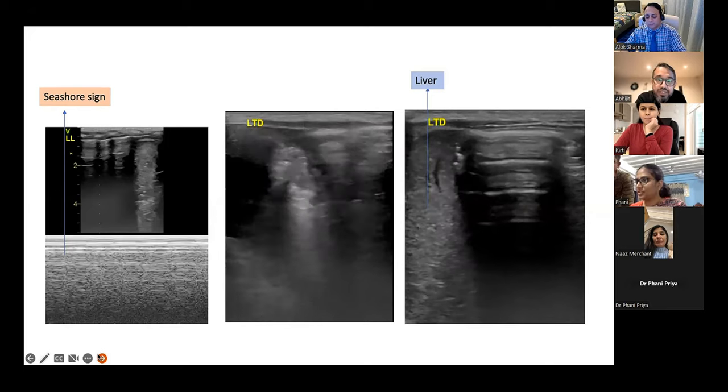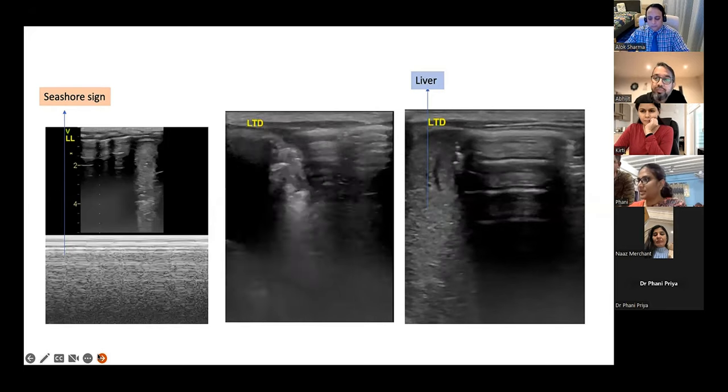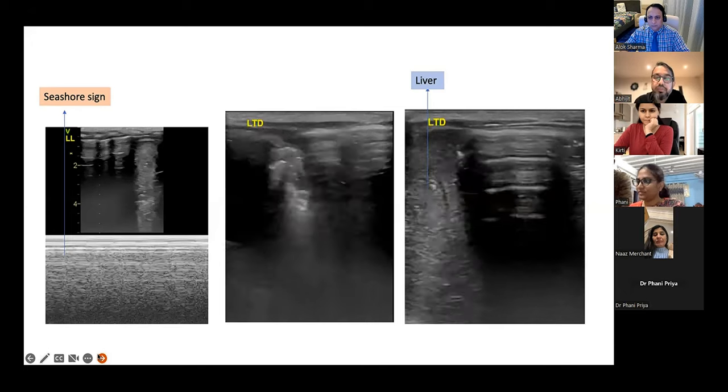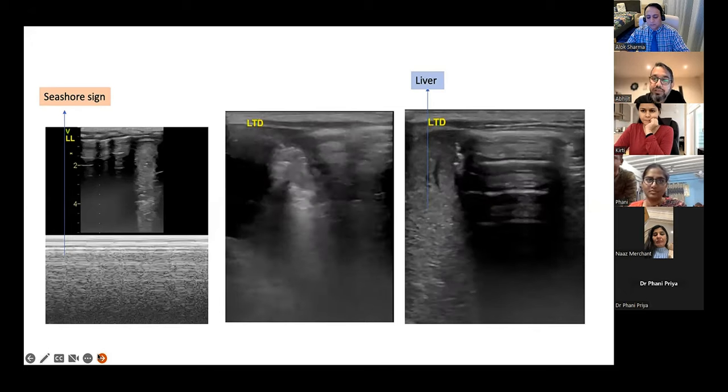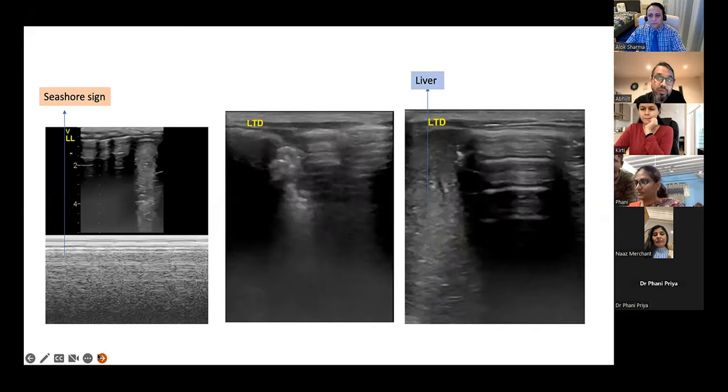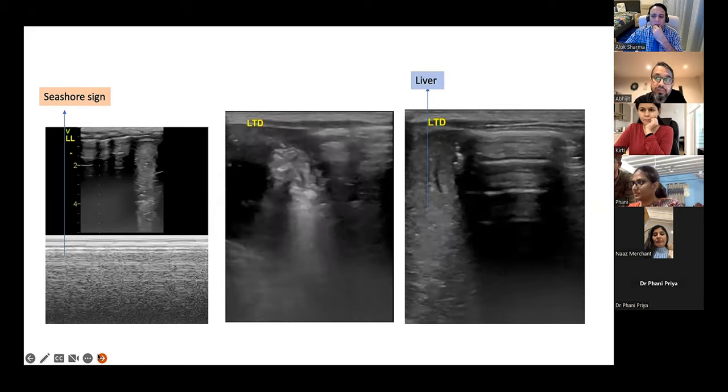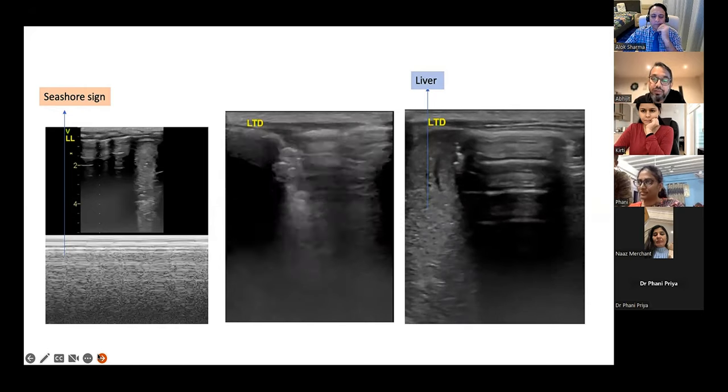And try to keep your probe, when you're talking about being perpendicular, as perpendicular as possible to the ribs. It might not look like that in a real baby, but we try to keep it as perpendicular to the ribs as possible.